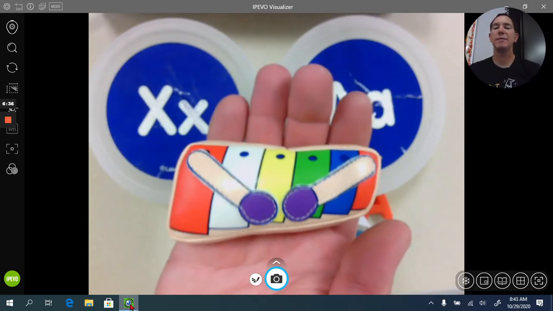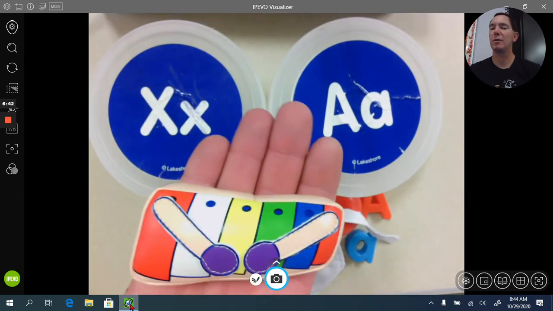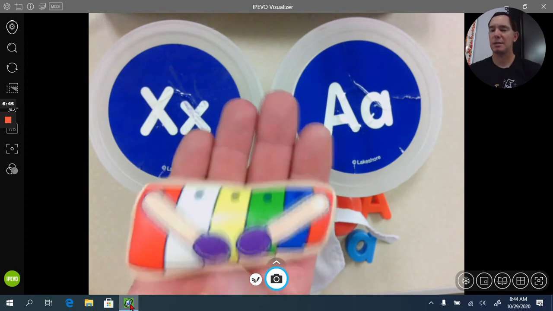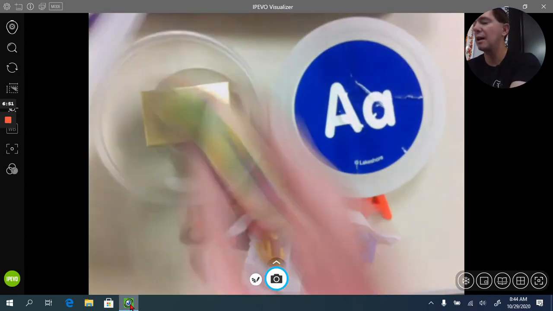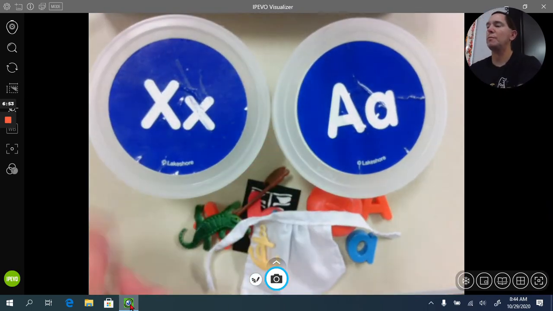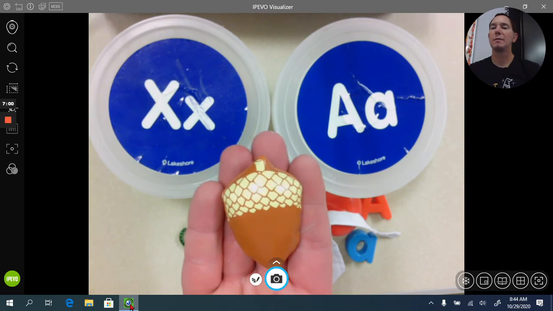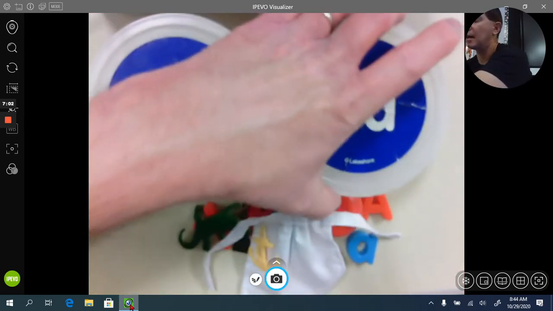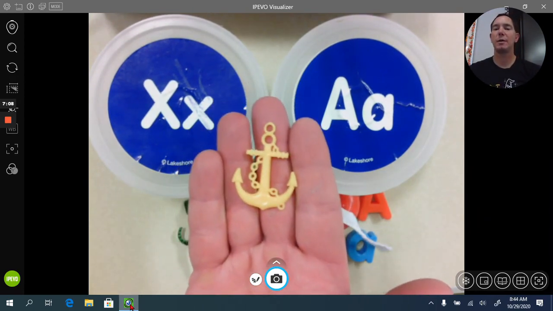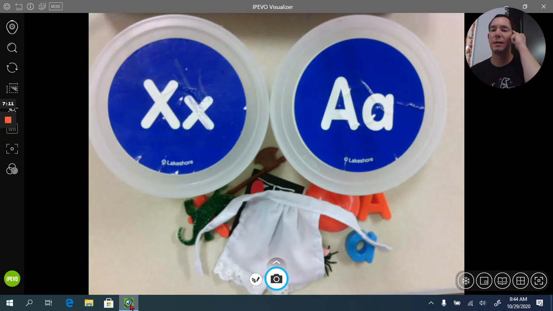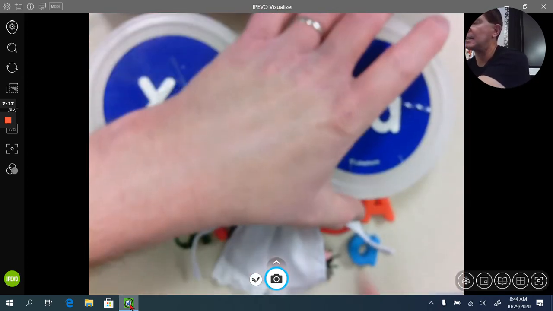Xylophone. Xylophone begins with the z sound, but we don't have a Z tub out right now. Do you remember? X can sometimes sound like a Z, so it goes in the X tub. Which tub does the acorn go in? Think. Acorn. It goes in the letter A tub because it has the long A sound. What about anchor? Which tub does it go in? Think. Anchor. It has the long A sound, so it goes in the A tub.